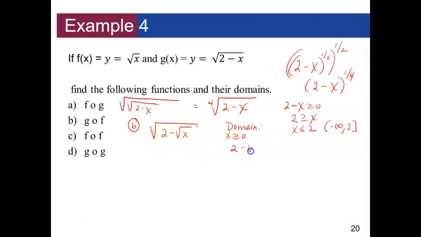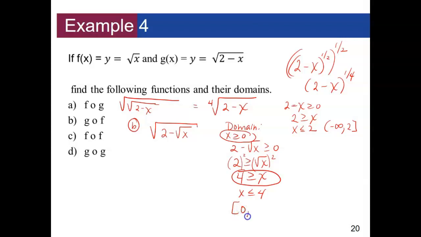So I'm going to have 2 minus the square root of x also has to be greater than or equal to 0. So I'll solve this, square both sides. So I've got 4 has to be greater than or equal to x. So I have a combined domain of this part and this part, which is the same as less than or equal to 4. So x would have to be greater than or equal to 0, and it also has to be less than or equal to 4. So we're going to go from 0 to 4 for the domain for part B.